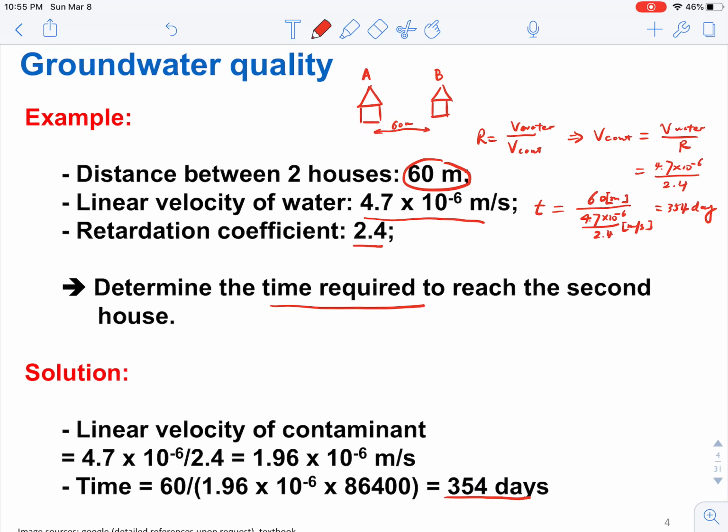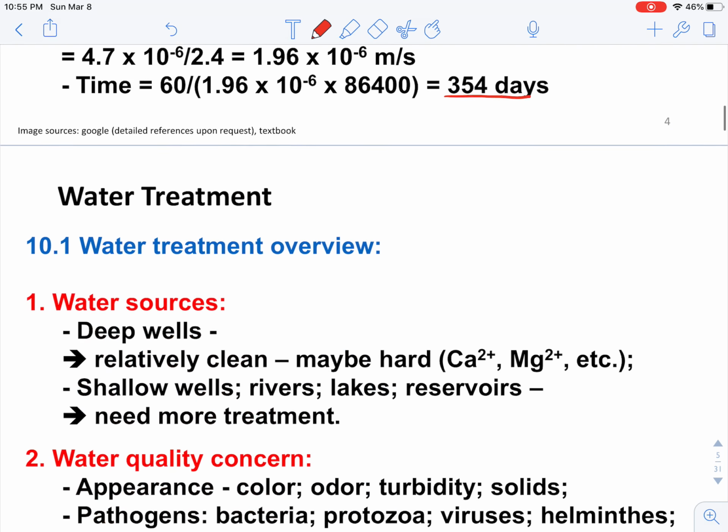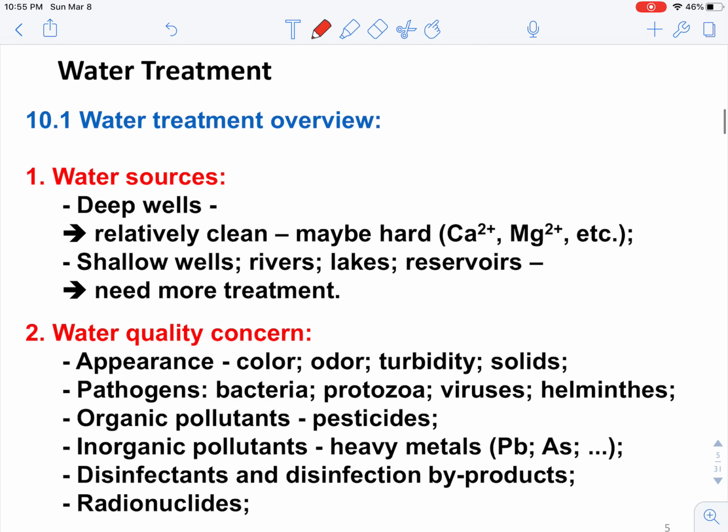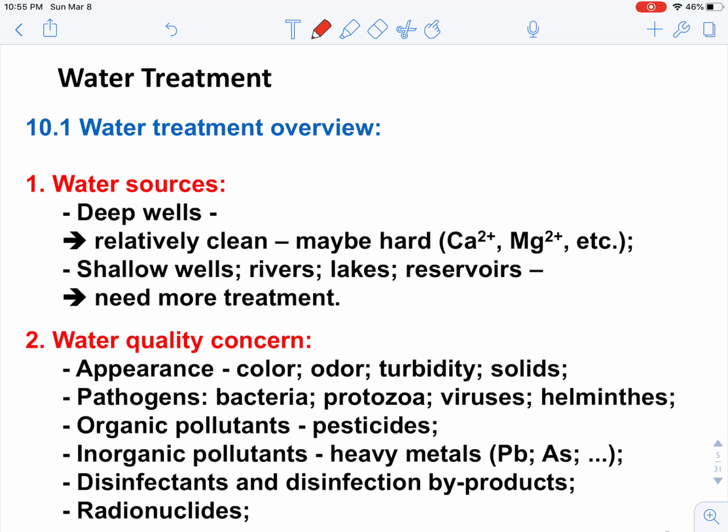Today we're going to continue our topic and study the water treatment. Here we specifically mean drinking water treatment, and then later we're going to learn about chapter 11, which is about the wastewater treatment. So in terms of the drinking water treatment, to treat these water quality issues, we need to first know where this water is coming from, right?